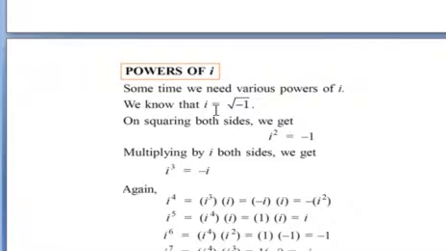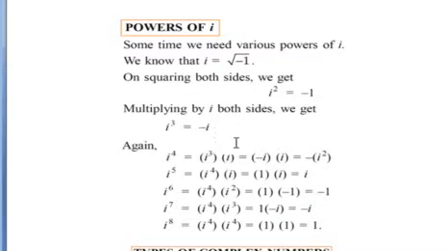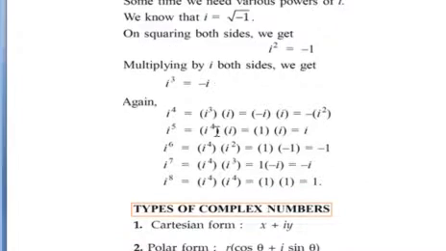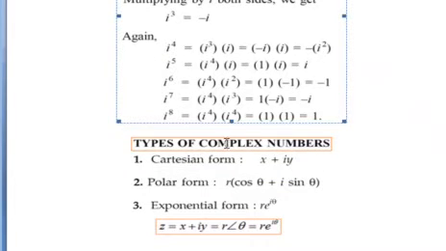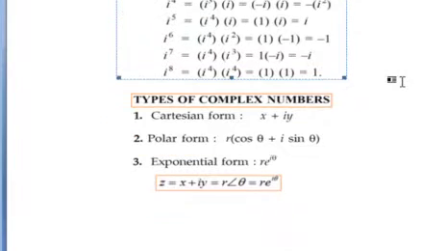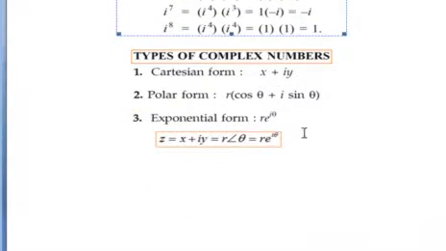Now, power of i. As we know, i equals square root of minus 1. So i square is minus 1. i cube can be written as i square into i, that is minus i. Similarly, these are the expressions for i. Let us suppose we want to find i to the power 100. So i to the power 100, you can try. It may be 1.